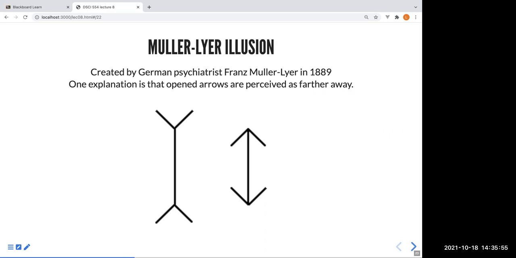Again, the object is seen in 3D, and here the fact that the arrows are closed on one and open on the other tricks the brain into believing that this is farther, and therefore needs to be longer than this. The line segment here is exactly the same as the one here, but this one is perceived as longer because the brain thinks that this is something farther away.